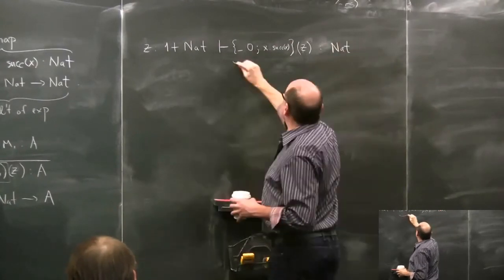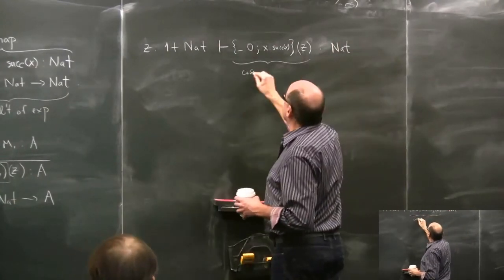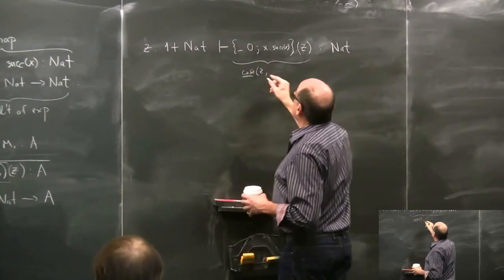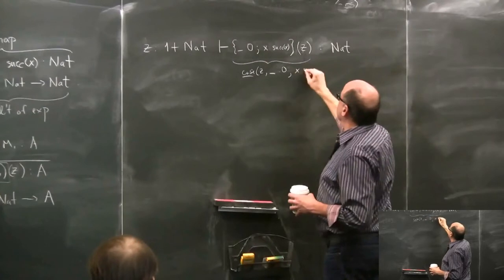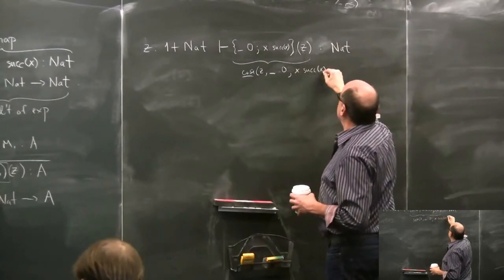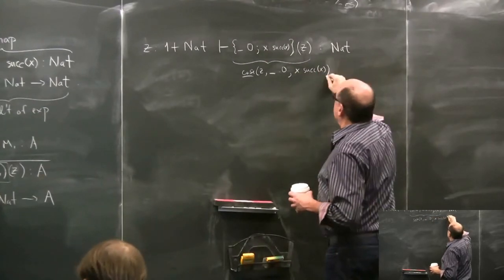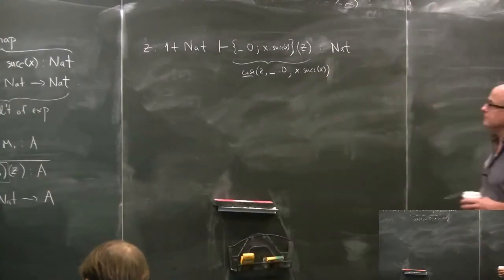So this is just a notation for case. I don't remember what I wrote before. Case, I don't care what this is because it's in 1, 0. And here I write successor of X. That's what I mean by that.